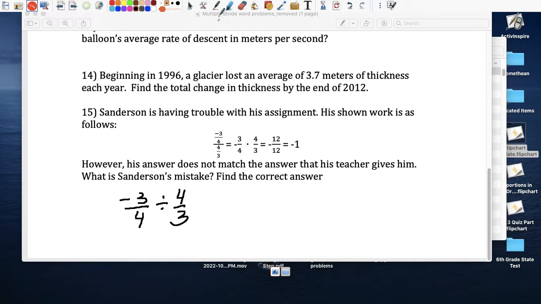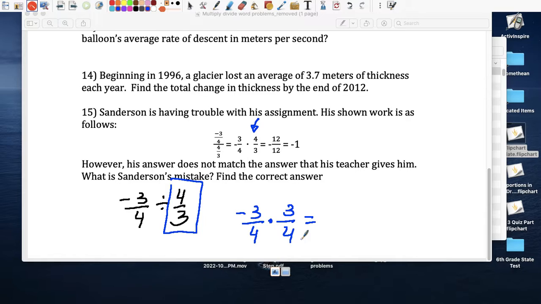All right. So we see that he changed it into a multiplication problem by multiplying by the reciprocal, right? So let's just follow. Let's do that ourselves. So negative 3/4 times the reciprocal of 4/3, which is 3/4. Ooh, and right away we check his mistake. So right here, you're supposed to be multiplying by the reciprocal of 4 over 3, but the reciprocal of 4 over 3 is 3/4. And did he use the reciprocal? No, he didn't. So that's his mistake right here.